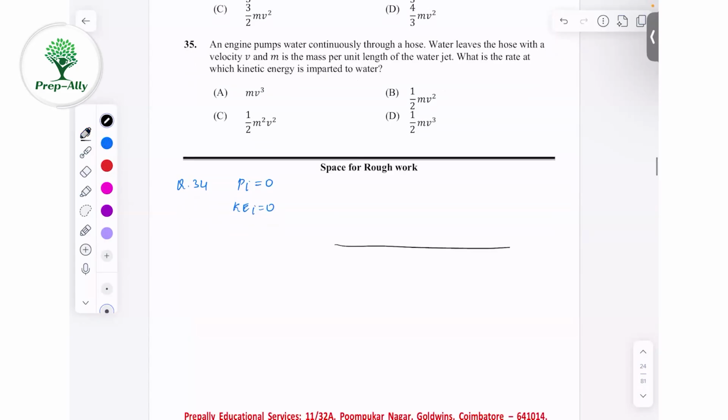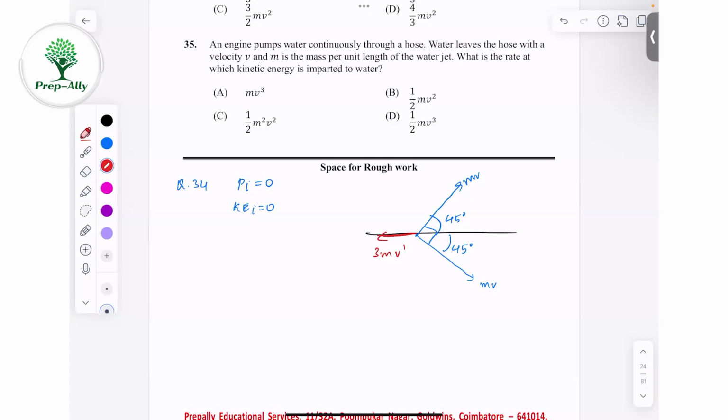Now this is the horizontal. It makes equal angles like this. So one momentum is like this, the other momentum is like this, such that this angle is 90. So the more appropriate figure would look something like this. So this is 45 degrees, and this also is 45 degrees. Now the third fragment of mass 3m would move like this. Let us say its velocity is v dash, so the momentum is 3mv dash.